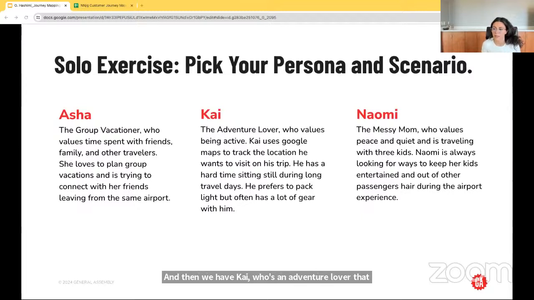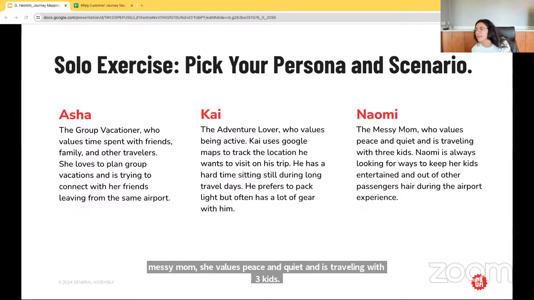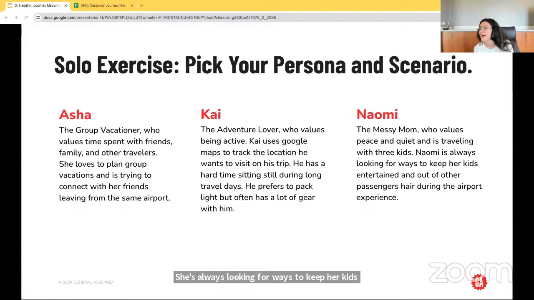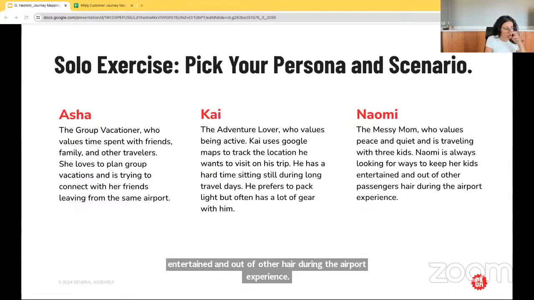And then we have Kai, who's an adventure lover that values being active. Kai uses Google Maps to track the locations he wants to visit on his trip. He has a hard time sitting still during long travel days. He sounds a little impatient, and he prefers to pack light, but often has a lot of gear with him, hence the adventure. And then we have Naomi, who's a messy mom. She values peace and quiet and is traveling with 3 kids. She's always looking for ways to keep her kids entertained and out of other passengers' hair during the airport experience. Okay, so these are the 3 personas.